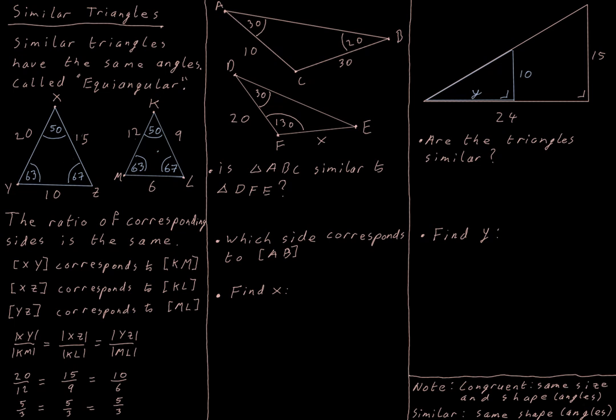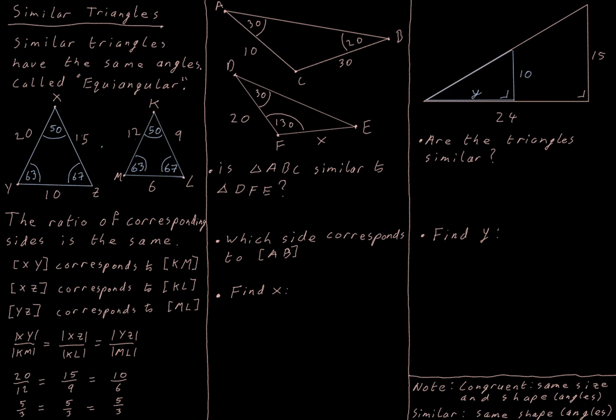Are they similar triangles? Well, we can see that we have the angle 50, the angle 63, and the angle 67 in both of them. So they are equiangular because their angles are equal. But we can see that they're not the same size.